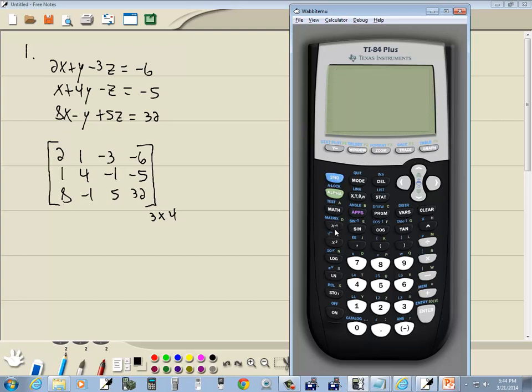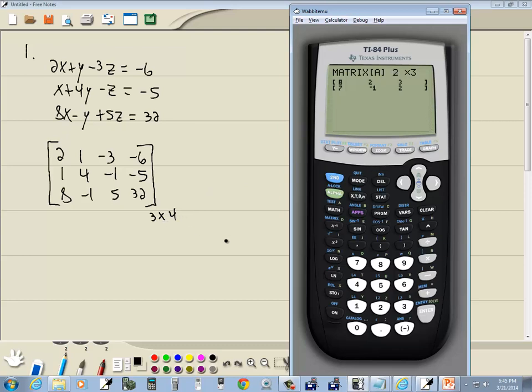We do second x and negative 1. I want to right arrow over to edit. And you see how A is highlighted? So I want to go ahead and press enter on that. You may or may not have numbers here. Don't really worry about it if you do or you don't, if you have different numbers. As we type in our new ones, it'll overwrite what's there.